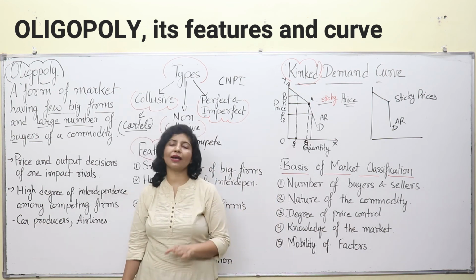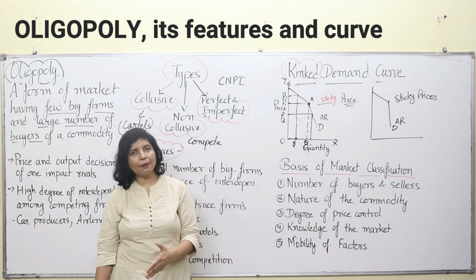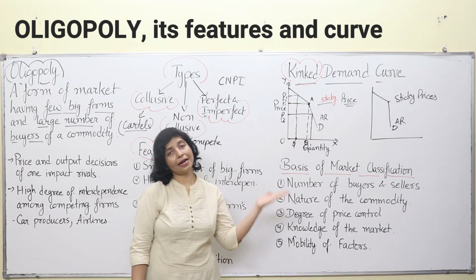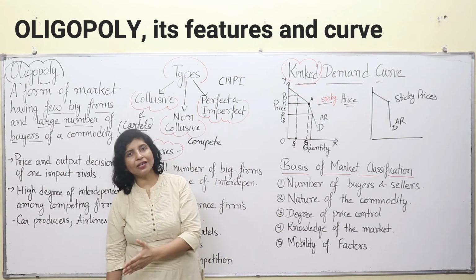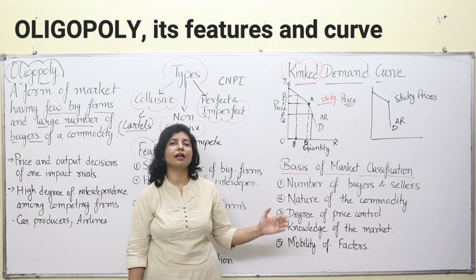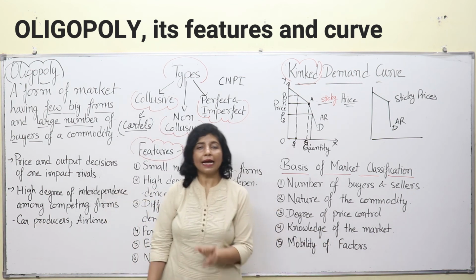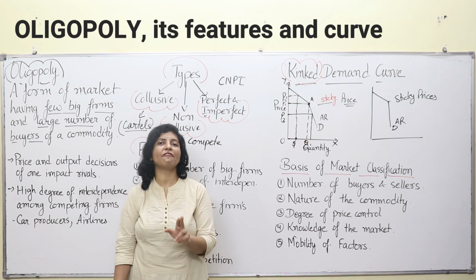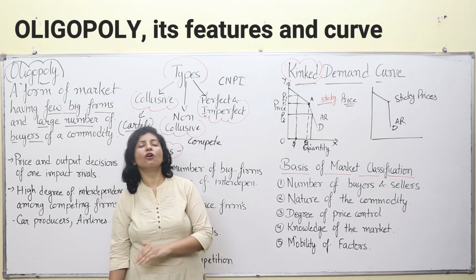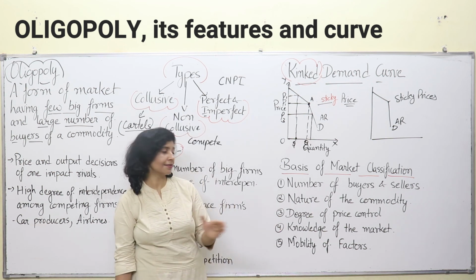Okay, the degree of price control. Price control is different in different markets. For example, in a perfectly competitive market, a firm is a price taker and not a price maker, but it is the opposite in monopoly. A monopolist is a price maker. He makes the price and decides what price he will get from consumers. Then, knowledge of the market. In a perfectly competitive market, there is perfect knowledge for both buyers and sellers. But in oligopoly and monopolistic markets, there is imperfect knowledge of market conditions for both buyers and sellers.